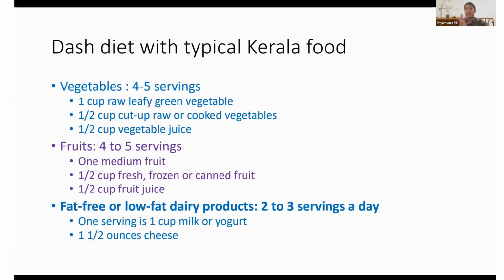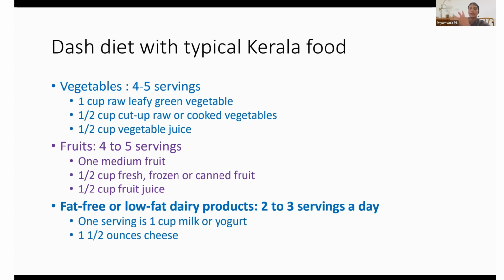Then vegetables, it's very easy, 4 to 5 servings. So 1 serving is like half cup of raw or cooked vegetables, and that can be easily done with our diet. And again, fruit is somewhere many of us actually like, we don't really take that much of fruit. So basically, the idea is to take 1 medium-sized fruit or a half cup of fresh or frozen, a cup of fresh or frozen fruit with every meal. That would actually be 4 to 5 servings.